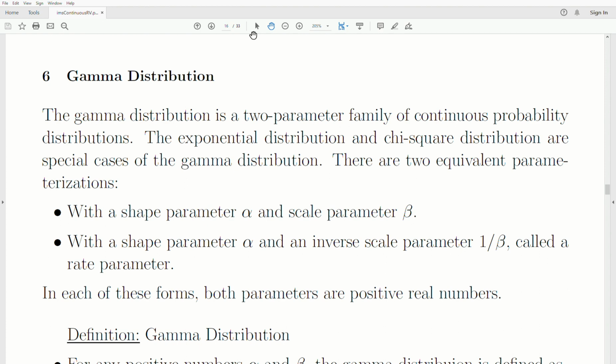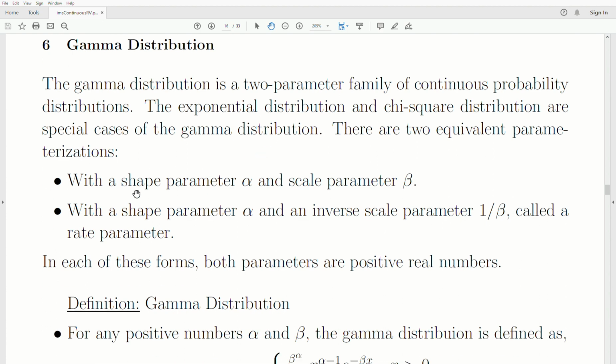Now, the gamma distribution is a two-parameter family of continuous probability distributions. The exponential distribution and chi-square distribution are special cases of the gamma distribution. There are two equivalent parameterizations, with a shape parameter alpha and a scale parameter beta, or with a shape parameter alpha and an inverse scale parameter 1 over beta called a rate parameter. In each of these forms, both parameters are positive real numbers.